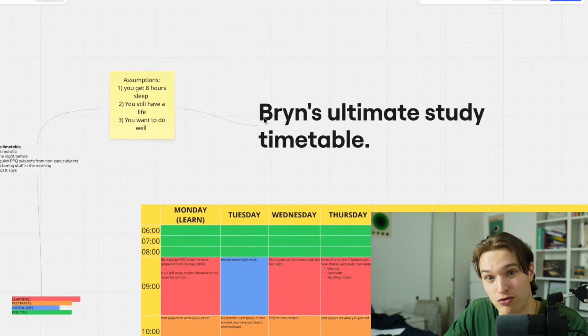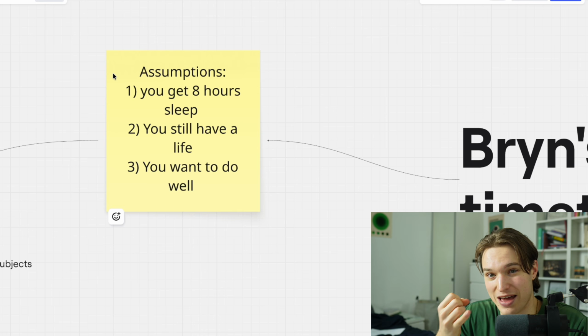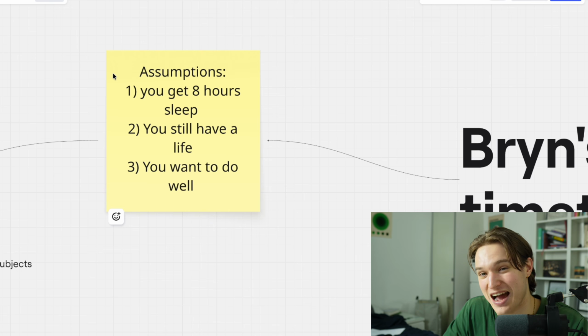We need to go over a few ground rules. First of all, it's going to get you 8 hours of sleep. Second of all, it's going to give you a life. And third of all, it's going to make you do well, okay? So there's these three assumptions. I'm assuming you have all these three things. You want to get good sleep, have a life, and do well, okay? Well, you've come to the right place.